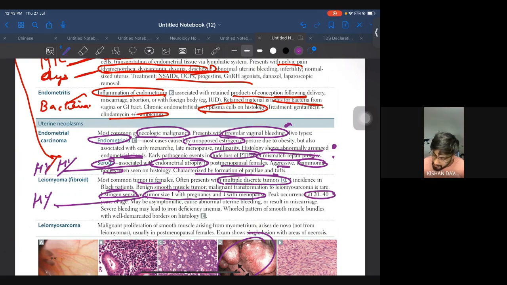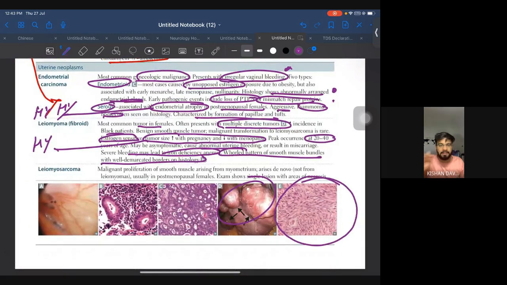This is also important. Abnormal bleeding, severe bleeding may lead to iron deficiency anemia. Now this is important. Whorled pattern of smooth muscle bundles with this. This is what whorled pattern is. So you have to remember the histology, pathology, and the lines that I am telling you.